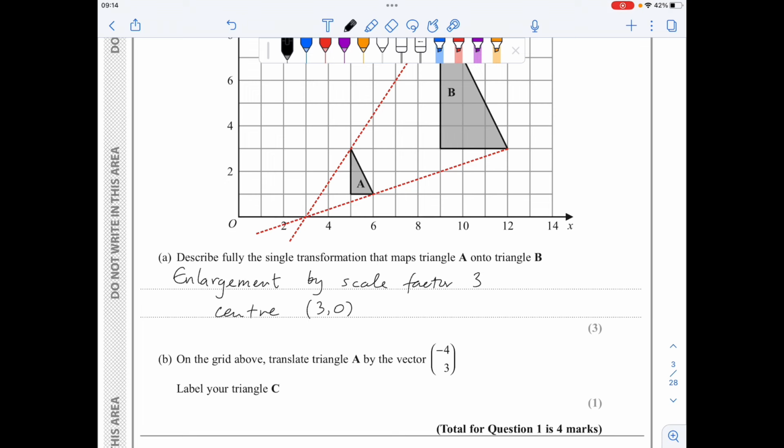For part B, I'll need to translate triangle A by the vector (-4, 3). So I'll have to move these 4 units to the left and 3 units up. So the top vertex will be at (1, 6). So let's draw this triangle. And that's the end of question 1.